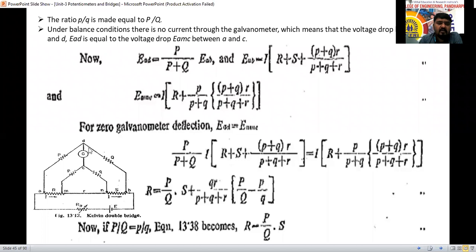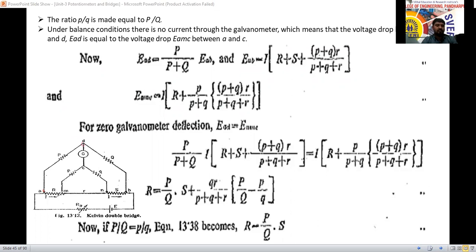which means that the voltage drop between A and D, we are going to call EAD, is equal to the voltage drop across EAC here. This voltage drop equals this voltage drop, then the bridge is said to be balanced between A and C. Now we have to calculate the voltage drop across point A to D.